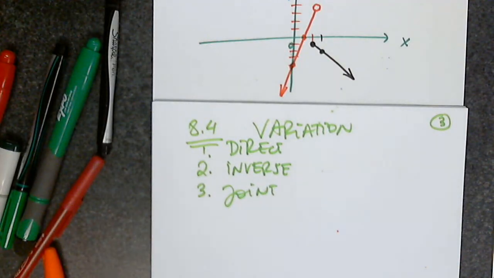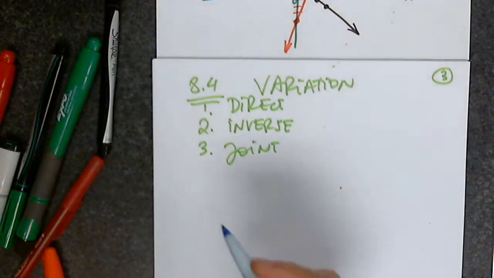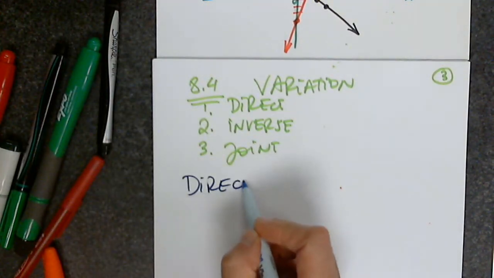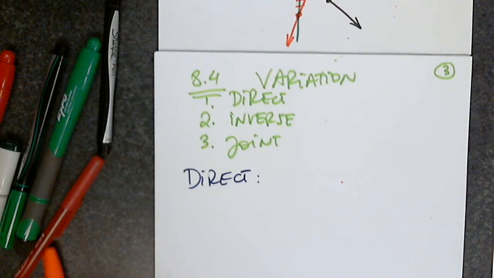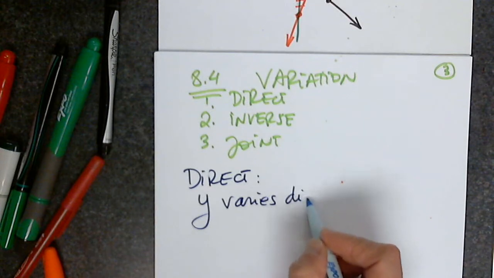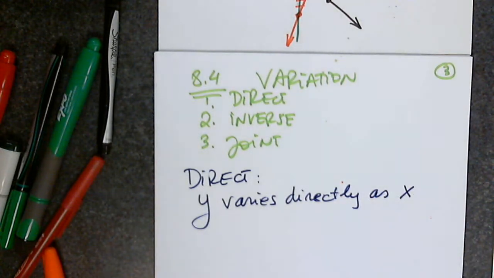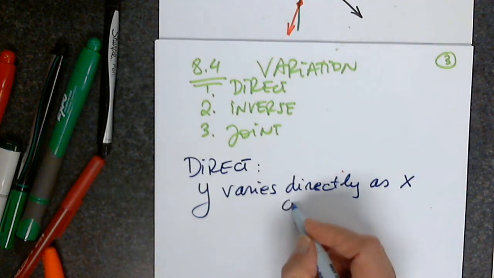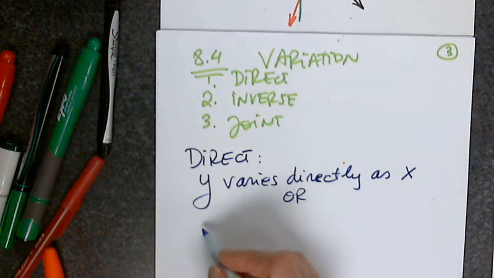Okay, so let's talk about the first one, direct. Let's suppose in a word problem I am told, or I read this sentence: y varies directly as x. I could also be told, that's another option, y is directly proportional with x.